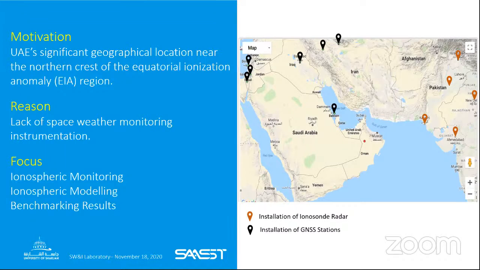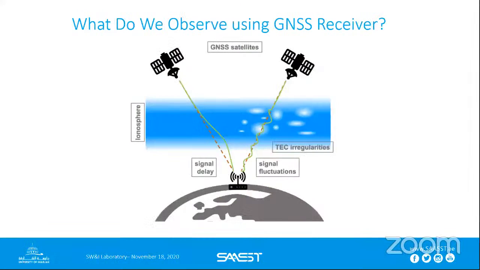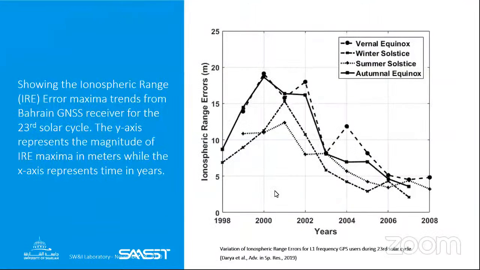But a part of the data which they share would have helped us. So we actually started downloading the data from their repository, and we started trying to understand what we can expect when we install our instruments. So what we did, we took the data. This receiver has been operating for tens of years. So we took data for one full solar cycle, from 1998 to 2008.